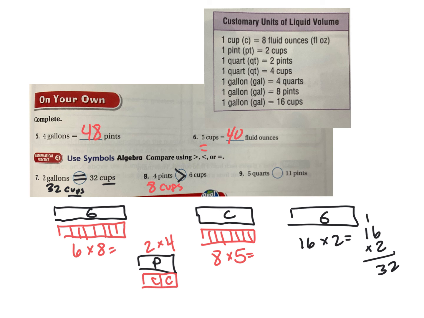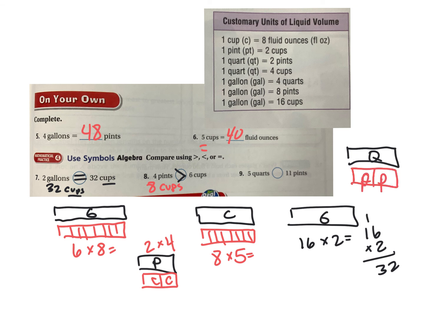Finally, I have 5 quarts compared to 11 pints. I need to get the same label, just like I need a common denominator. I need a common label. Let's figure out how many pints 5 quarts is. So 1 quart is how many pints? 1 quart is 2 pints.